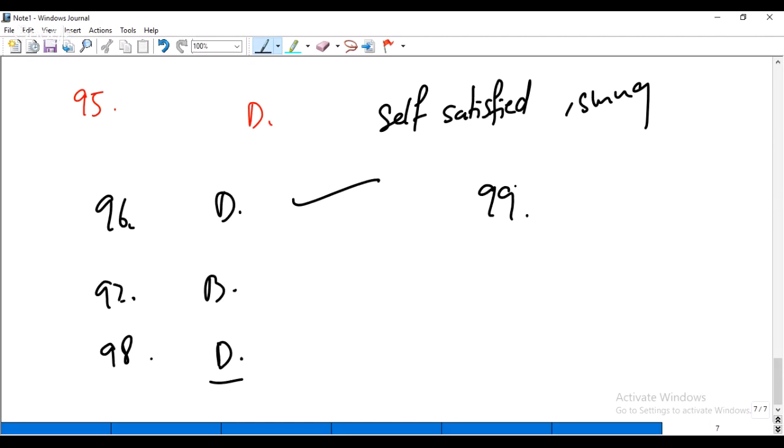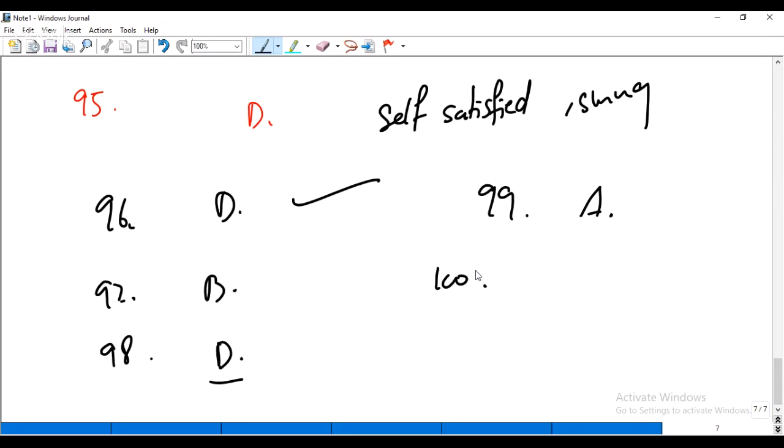Now question number 99. The speed at which a snake normally moves is... Even this can be found in the passage itself. It is a direct passage and an easy one. So less than that of man. A.